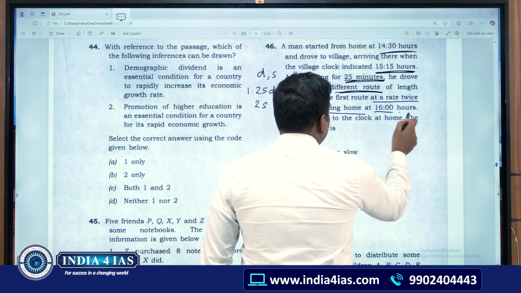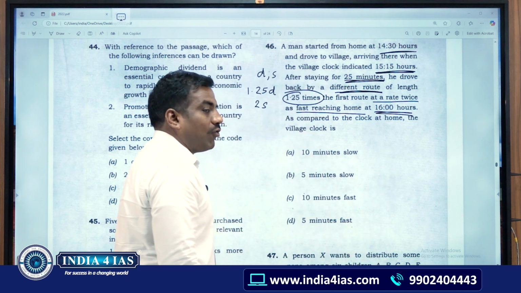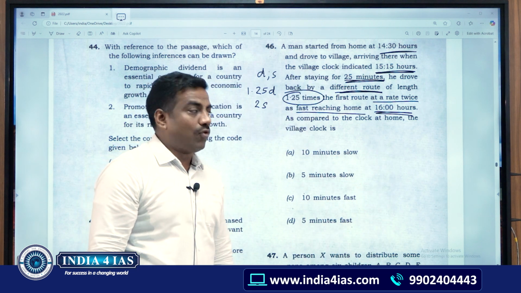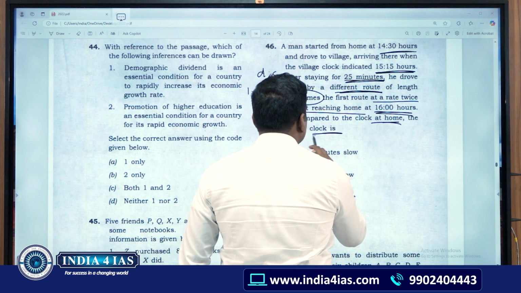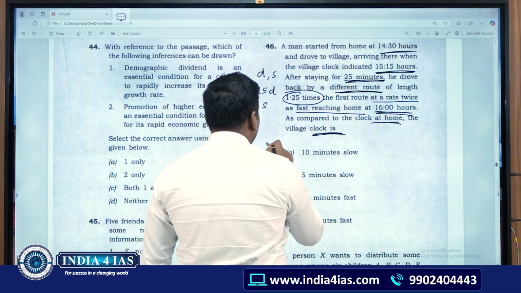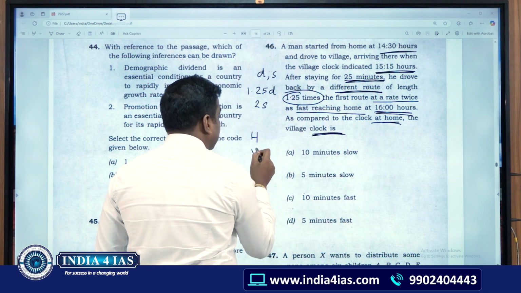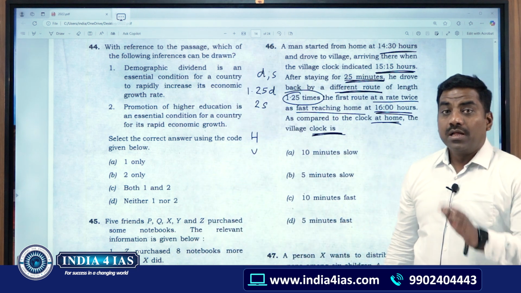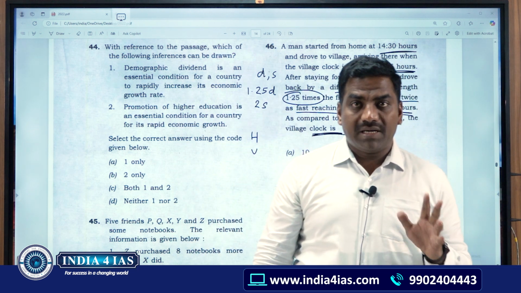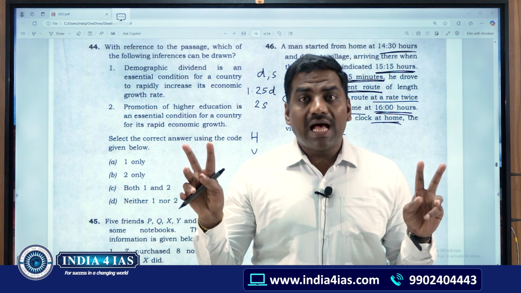And when he reached the house, it was 1600 hours, that is 4 o'clock in the evening. As compared to the clock at home, the village clock is different. So what we are seeing in the house and the village, they are not the same. The clocks are proper, but they are not the same.